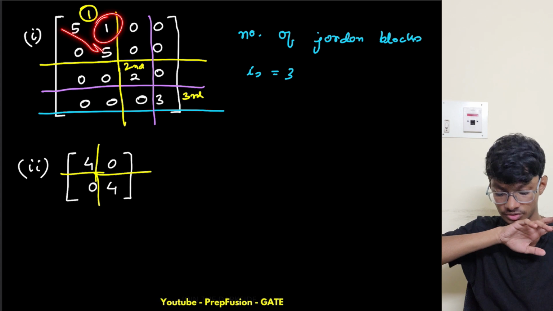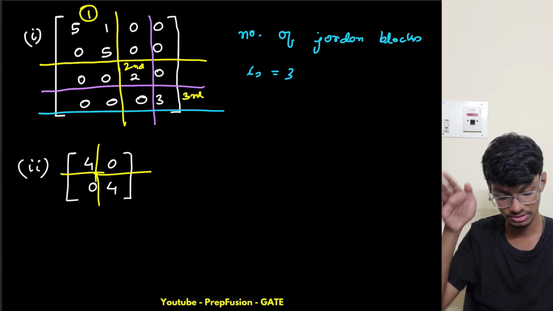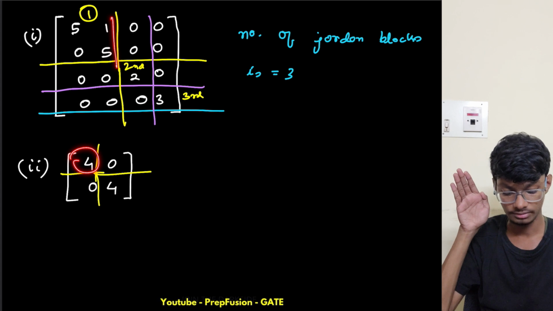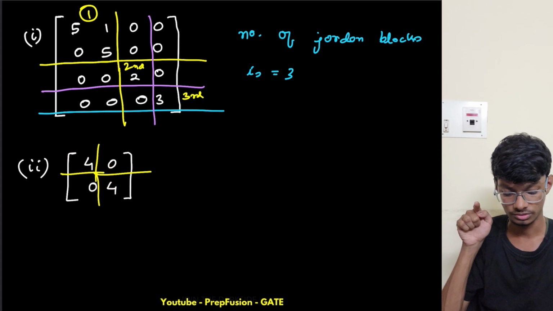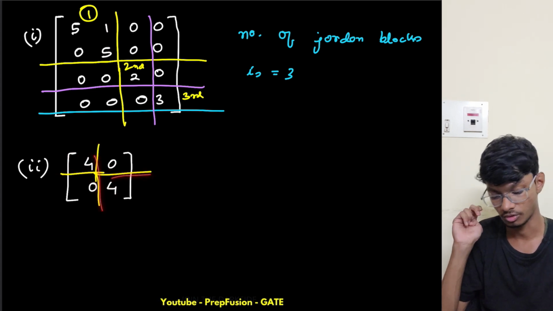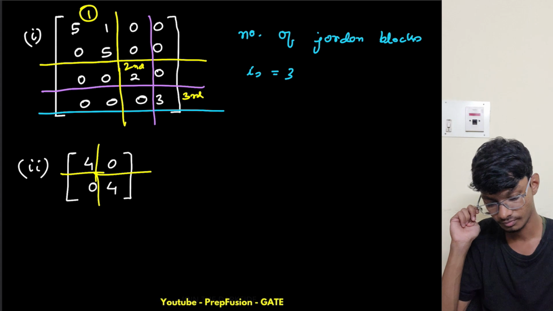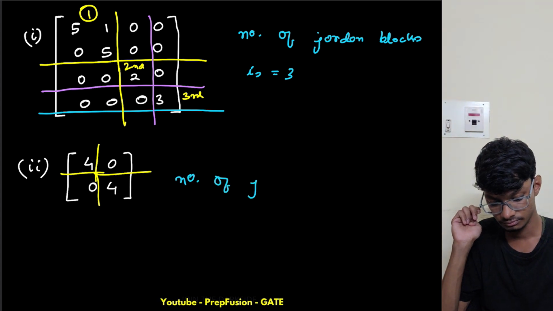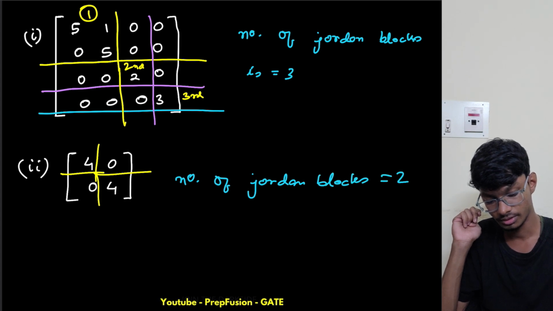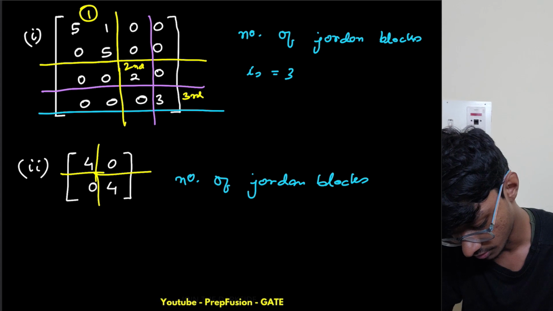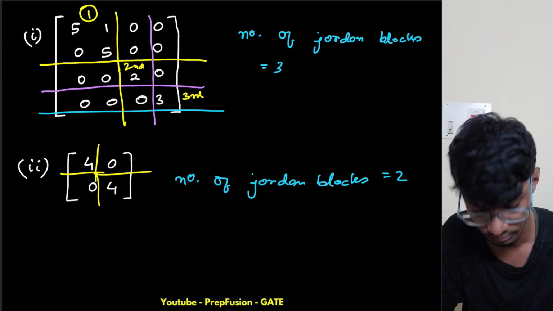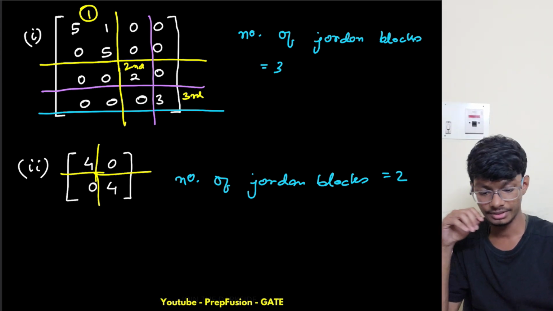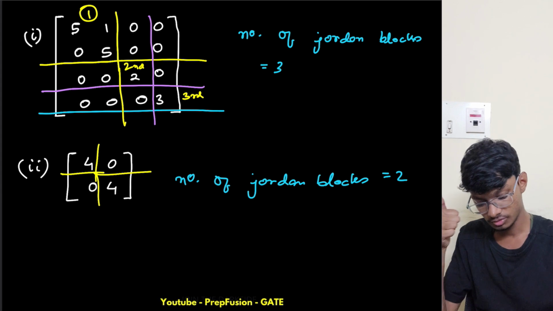So this will be one Jordan block, because after this the eigenvalue is not repeated. This is 4, but as this 4 doesn't have a 1 above, this Jordan block won't continue, it will end here, and this will be my another Jordan block. So the number of Jordan blocks here equals 2. This is my number of Jordan blocks. Now let's go to the third example.